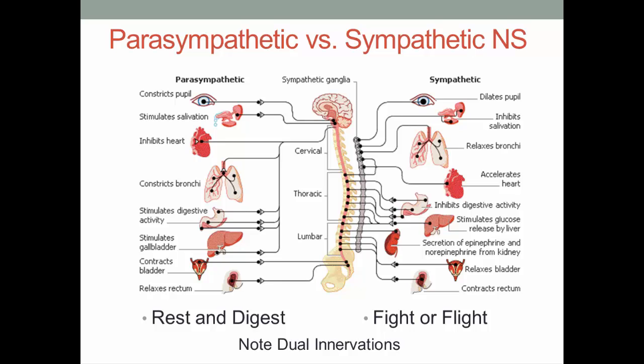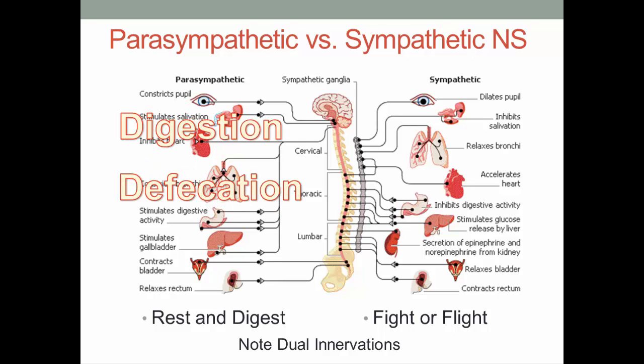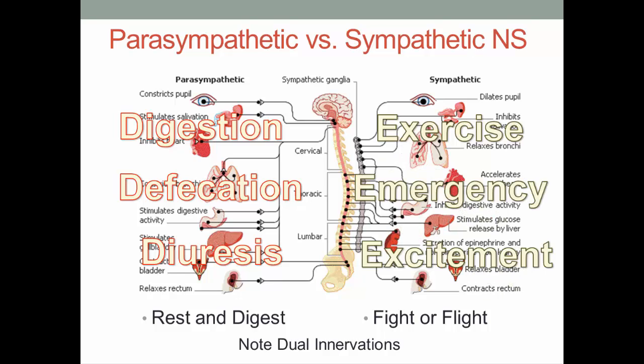So in summary, we want to think of the parasympathetic division as that rest and digest, or think of the D's in digest: digestion, defecation, and diuresis, which means urinating. Whereas the sympathetic nervous system is the fight or flight, or the E's: exercise, emergency, and excitement.